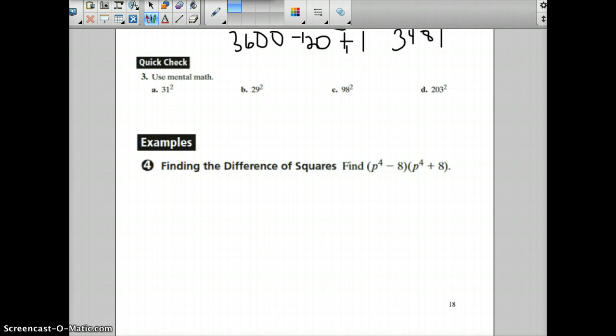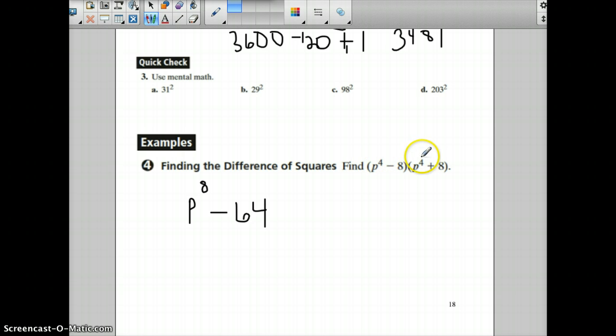Now let's look at example 4 here. In example 4, notice how these two terms are the same, and the last two terms are the same, and our signs are opposite. So think about the fact that our outers and inners are going to cancel out again. So we have our first terms, which is going to be p to the 4th squared. What does that become? That becomes p to the 8th. Think about your rules. Our outers would be 8p to the 4th, and our inners would be minus 8p to the 4th. So those would cancel out, and then we're left with our last term, which is 8 squared, so it's minus 64.